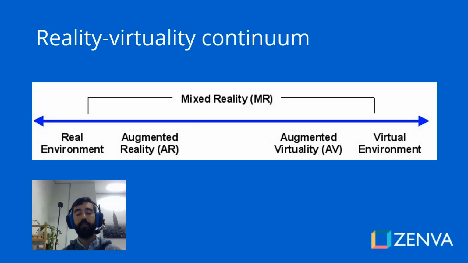And then there's something that is not talked about as much, which is augmented virtuality. So what is that exactly? Well, that is basically virtual reality. So it is a computer generated environment, but where the objects that you see, or some of the objects that you see, are actually mapped from the real world around you.